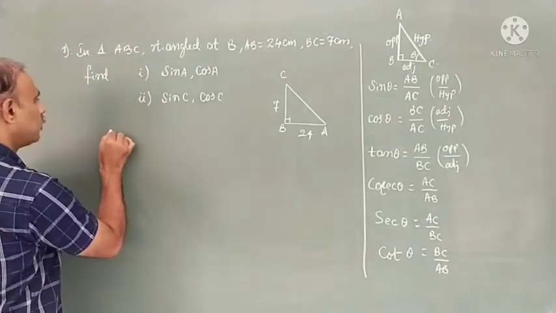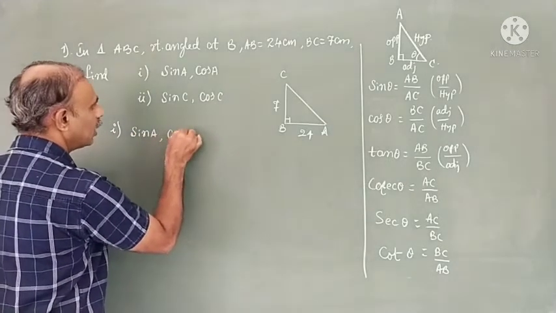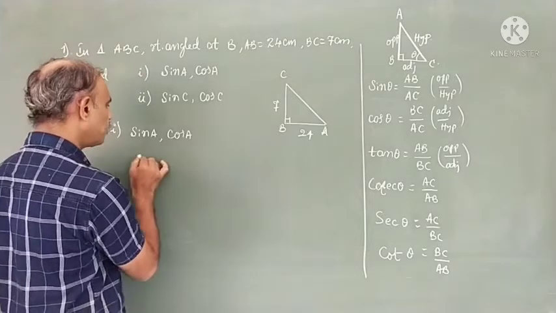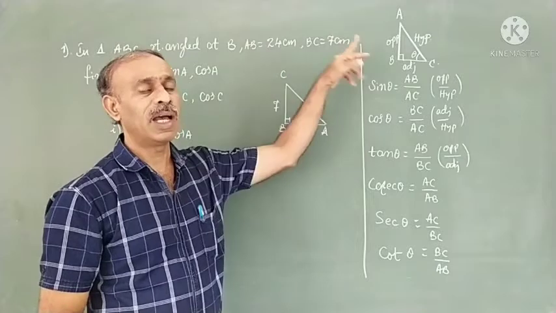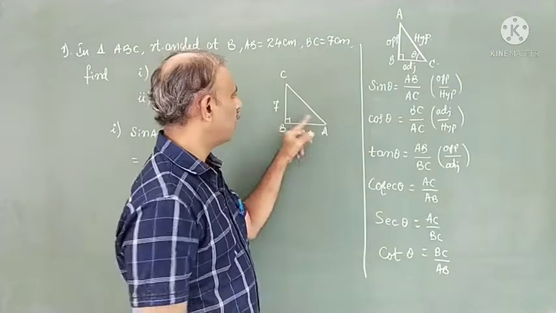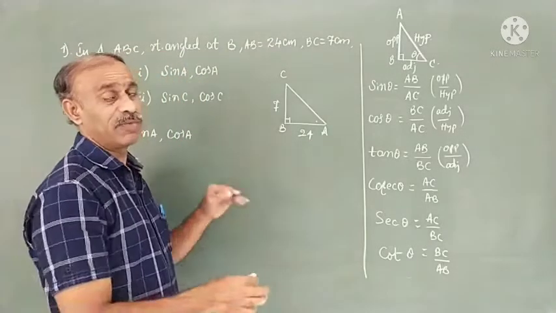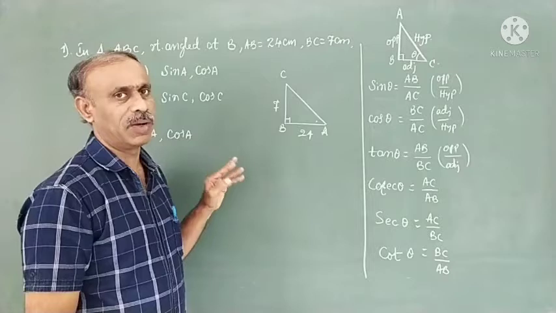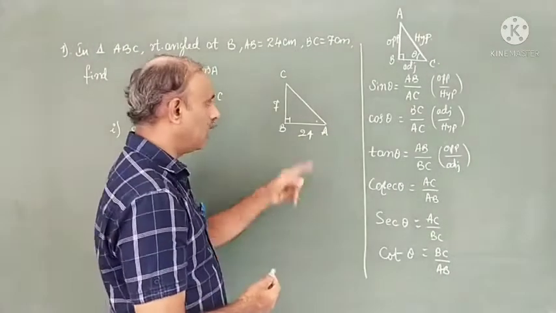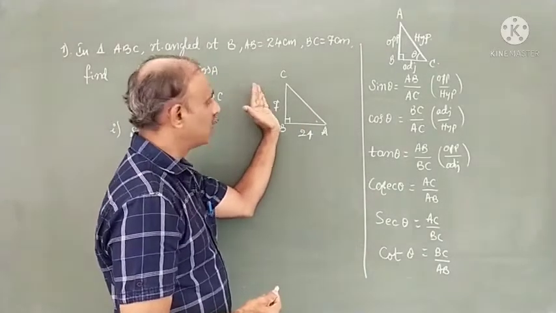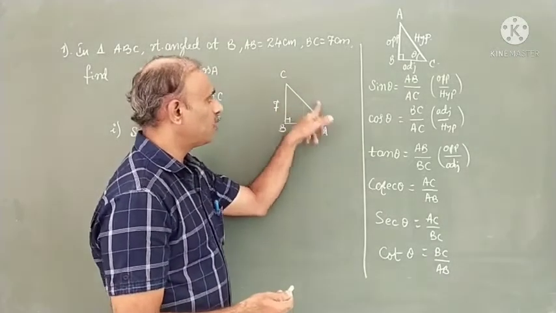What do we need to find? First, we need to find sin A and cos A, both. What is sin? Sin means opposite by hypotenuse. We take the opposite side with respect to A. This is very important: whichever acute angle we consider, here A. So with respect to acute angle A, this is the opposite side, this is adjacent, and this is hypotenuse.